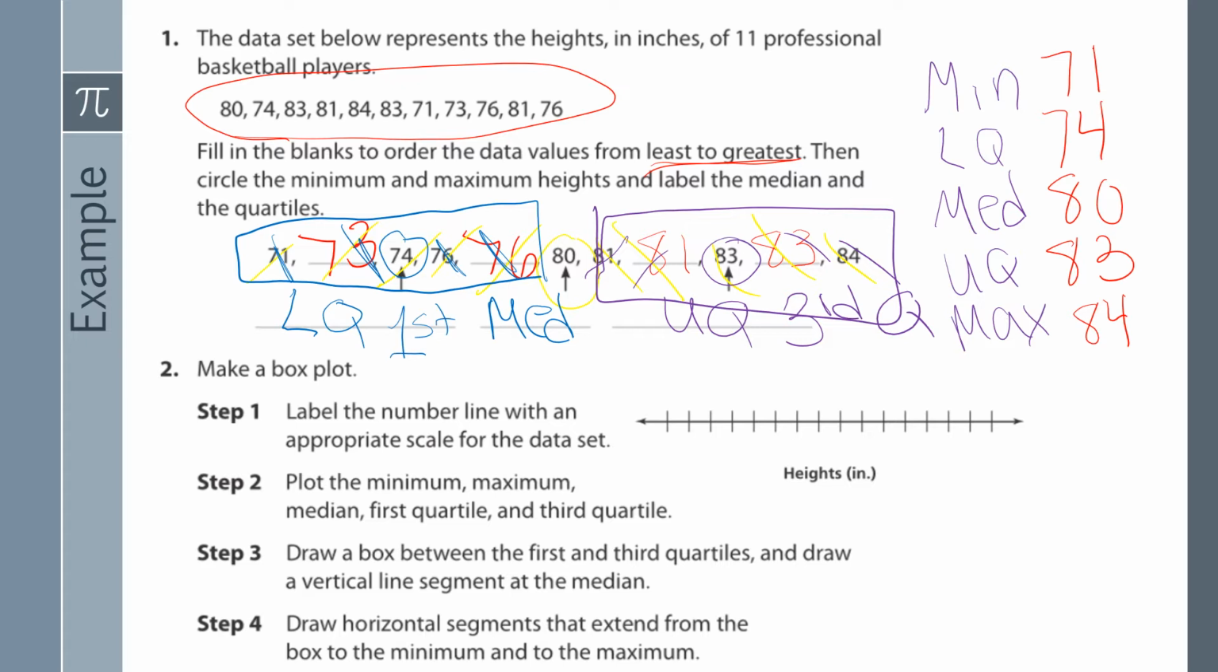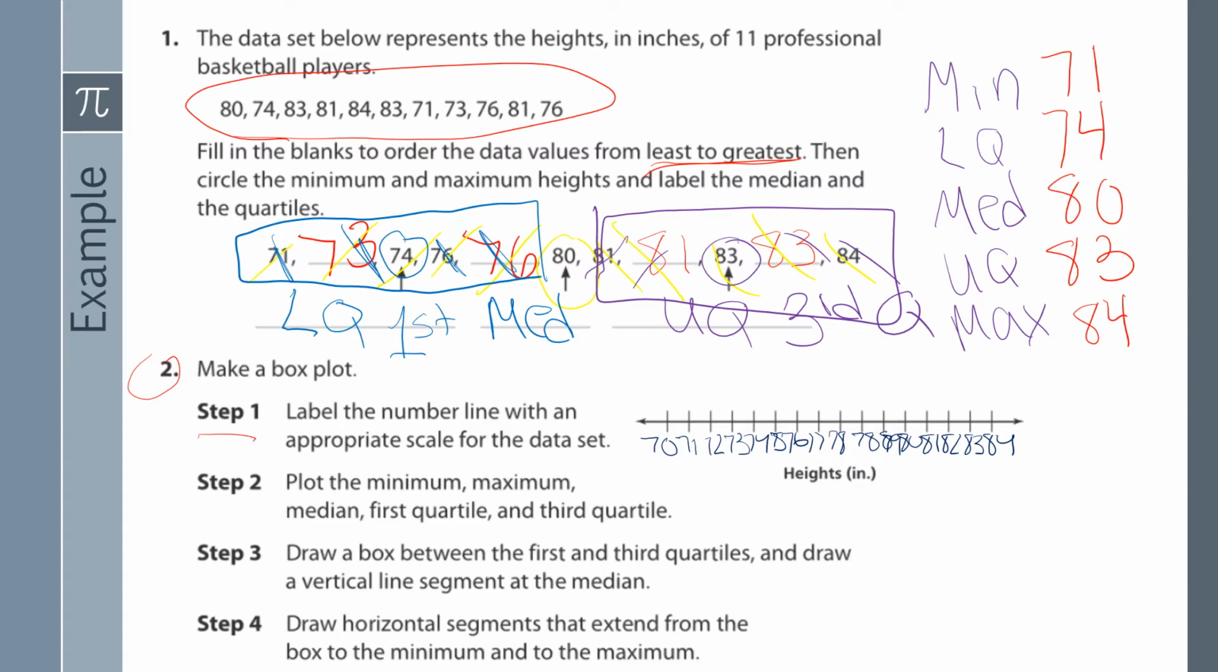So number 2 says make a box plot. I'm looking right here. Step 1, label the number line with an appropriate scale for the data set. So I need to start at least at 71 and go up to 84. So let's just start with, well, I got to see how many dots are here. 1, 2, 3, 4, 5, 6, 7, 8, 9, 10, 11, 12, 13, 14, 15, 16. So I have plenty. So I could start off at 70, 71, 72, 73, 74, 75. I'm kind of squishing it in here. I'm sorry, guys. 76, 77, 78, whoops, 79, 80, 81, 82, 83, 84.